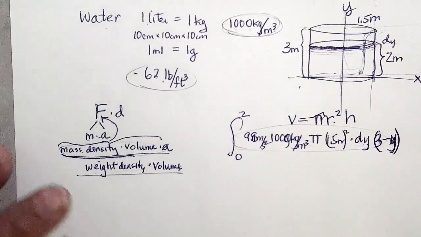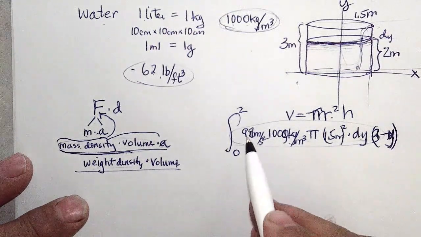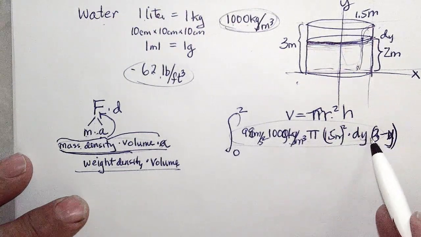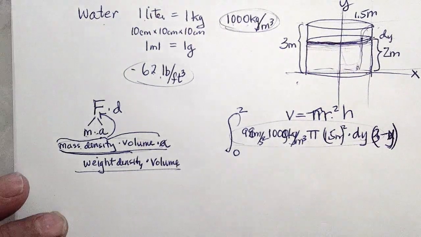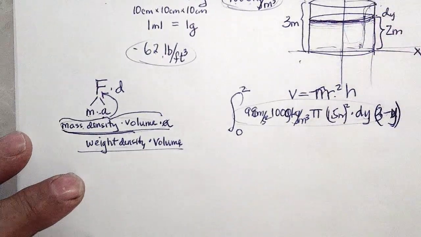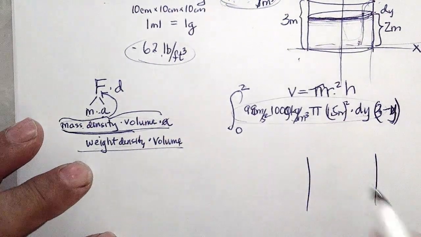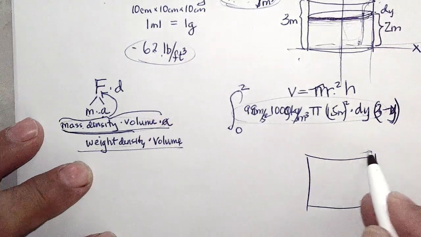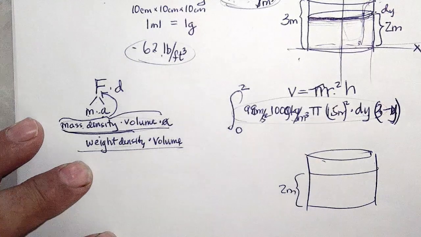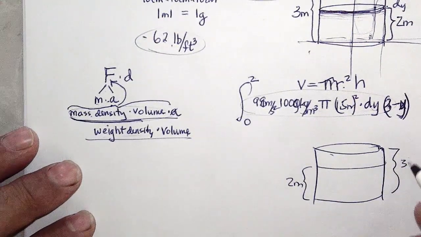Now, let's do this same setup. I'm assuming you can do this because these are all constants that come out, and you just got to integrate 3 minus y dy from 0 to 2. Let's say we set the coordinate system at the top of the tank. So I'm going to redraw my tank. Still 2 meters deep. And I'm lifting it to the top of the tank, which is 3 meters high.